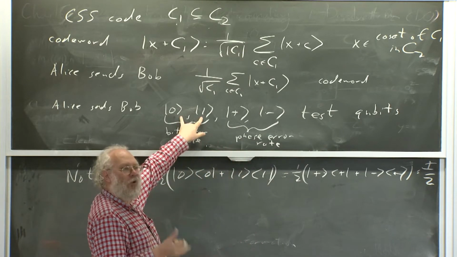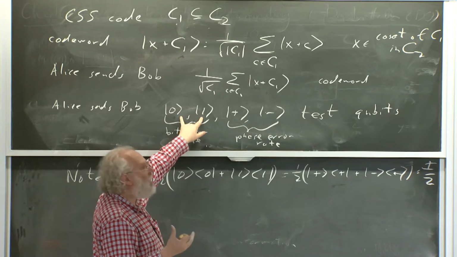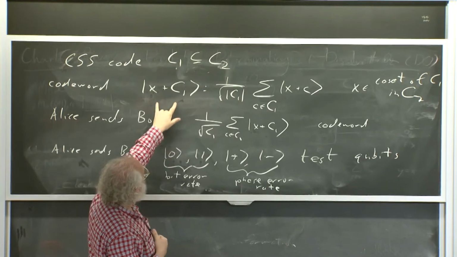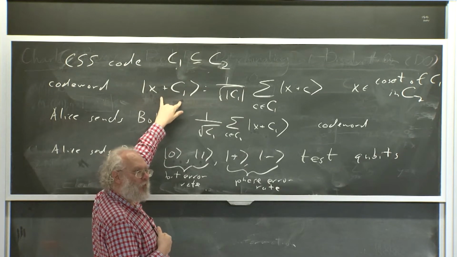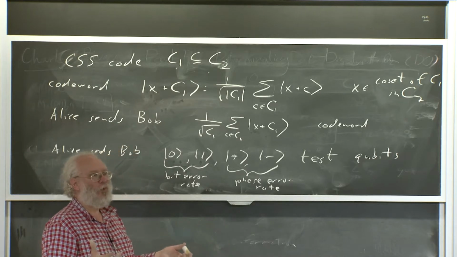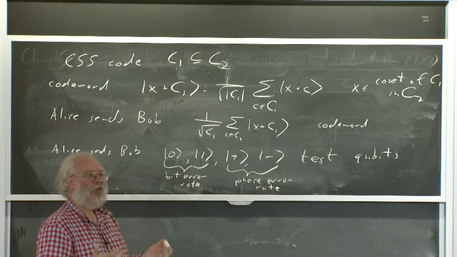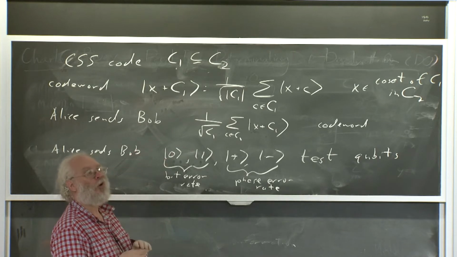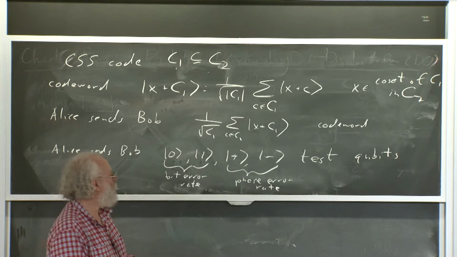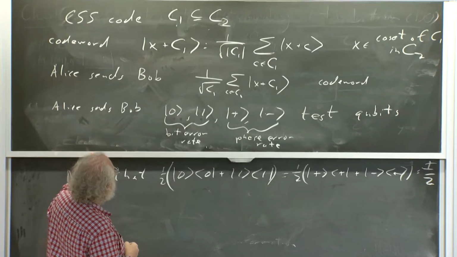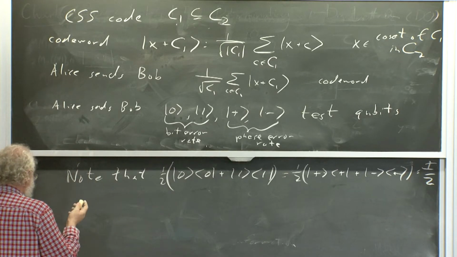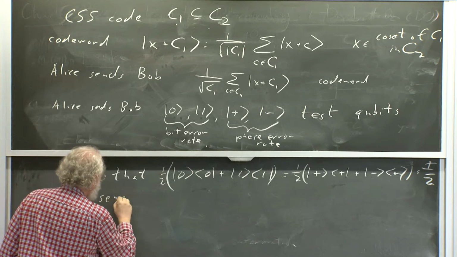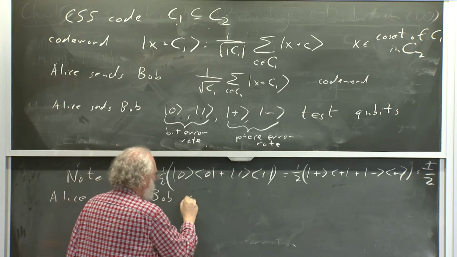So the test qubits are in a completely mixed quantum state, which means Eve can't observe any information from looking at them. But the code word is not in a completely mixed quantum state. So maybe Eve could get some information by looking at the code word. So let's do something different. Let's turn the code word into a completely mixed quantum state. Alice sends Bob a shifted code word.